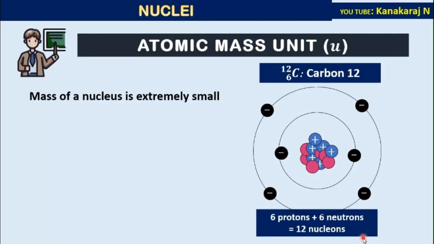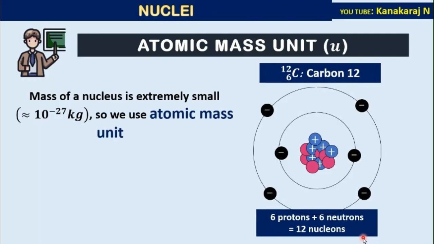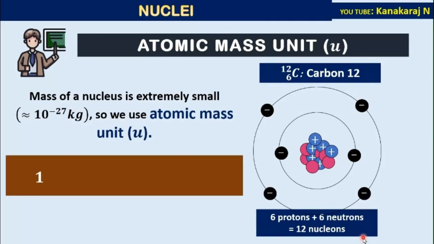Mass of a nucleus is extremely small. They are in the order of 10 power minus 27 kg. So we use a different unit to measure atomic masses and nuclear masses. It's called the atomic mass unit, AMU. One atomic mass unit, 1 u, equals 1 upon 12 multiplied by the mass of one carbon-12 atom.